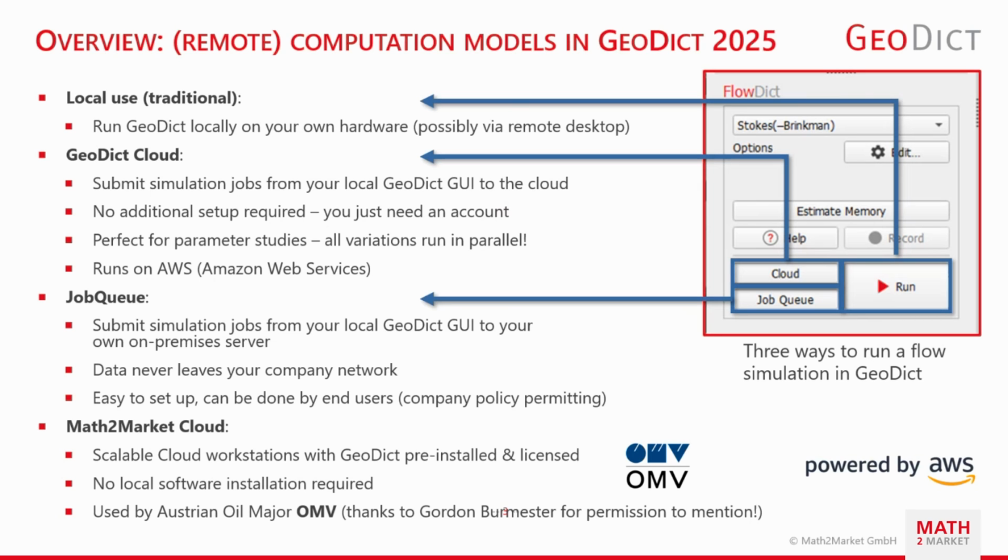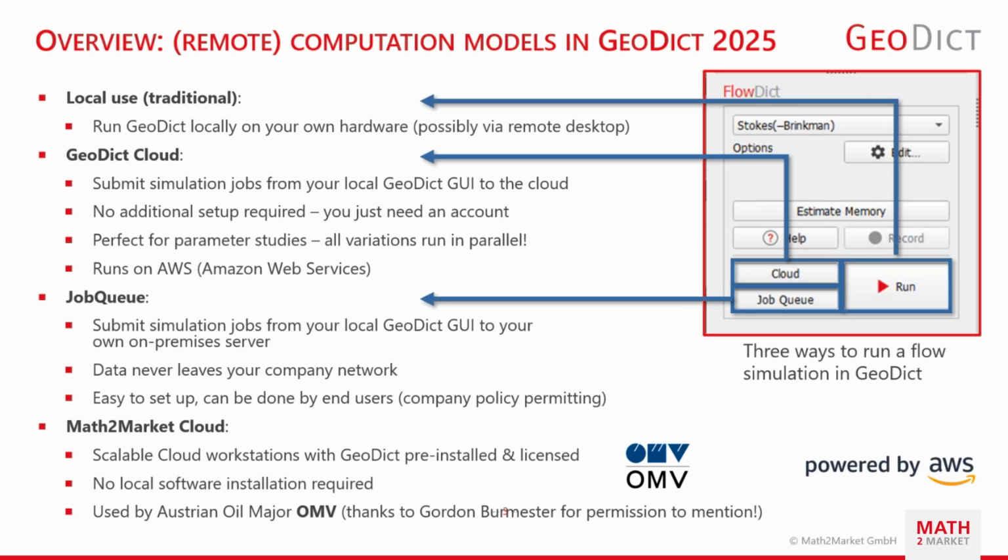The JobQueue again allows you to run a GeoDict server on your on-premises hardware and then submit computation jobs from any workstation within your intranet to that server. The advantage of this is that the data, of course, never leaves your company network. It is also easy to set up and can, if the company policy permits, actually be done by end users with a few clicks from within GeoDict.